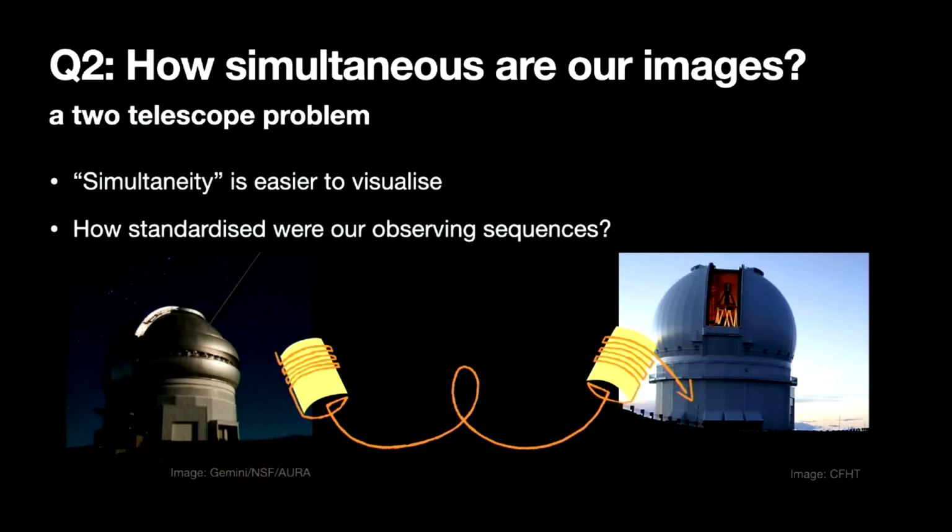And it's a kind of janky process because one telescope starts looking at it and then it tells the other telescope, hey, I'm looking at this object, can you please also look at this object at the same time? And it's a very novel way of observing. It's not really been done very often, so we had to figure out how well this actually worked. So we decided it's much easier to visualize this process. And so we wanted to make a visual representation of what actually happened, and also try to figure out how standardized our observing sequence was.